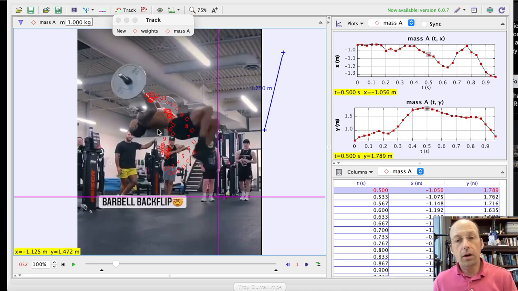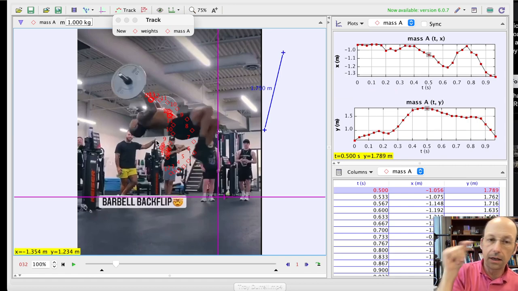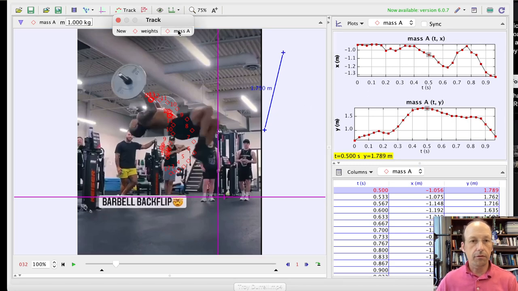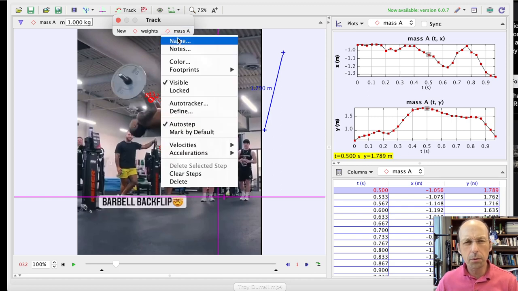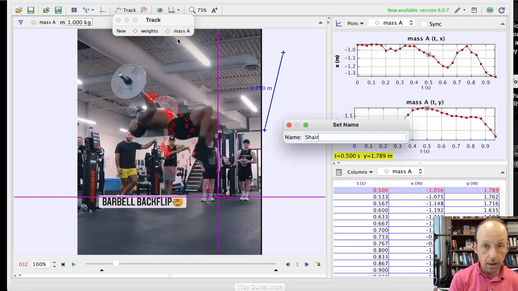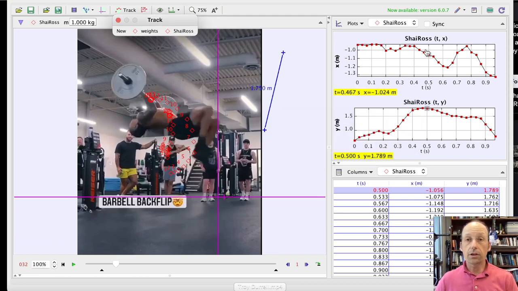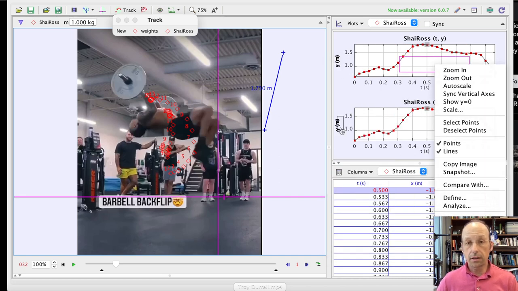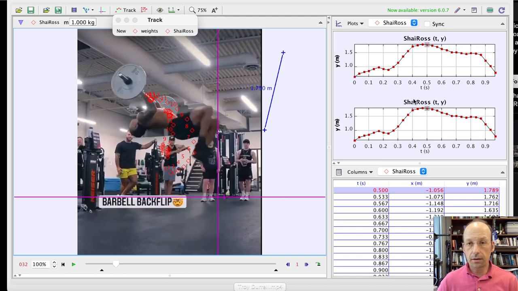Okay, so let's look at what we have. I've already marked the location in each frame. So let's just go ahead and look at, let me rename this. If you're not familiar with Tracker video, it's free. It's awesome. I love it. So this is Shai Ross. Let's look at his Y motion. They're both in Y. That's Shai. Let's change that one to, that's weird.